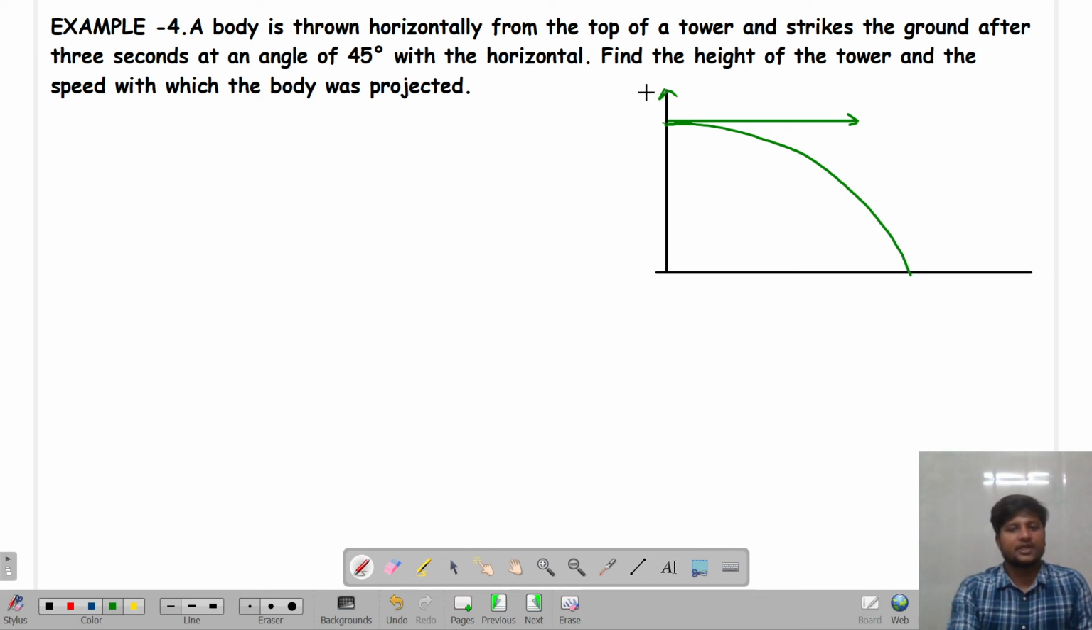So there is a projectile, y-axis, x-axis. A particular body is thrown from the top of a tower and strikes the ground after 3 seconds at an angle of 45 degrees with the horizontal. Now this is a really amazing question. You have to think.